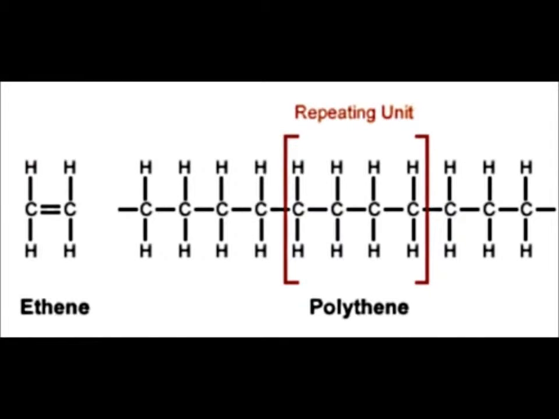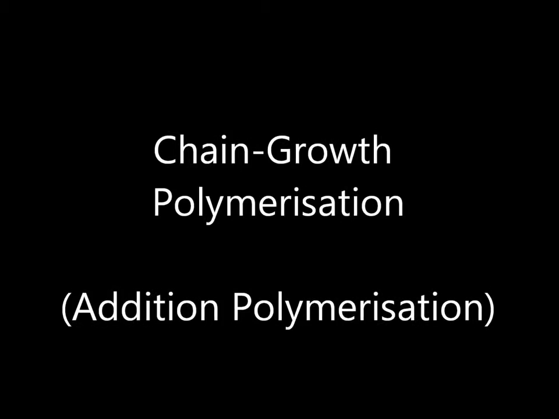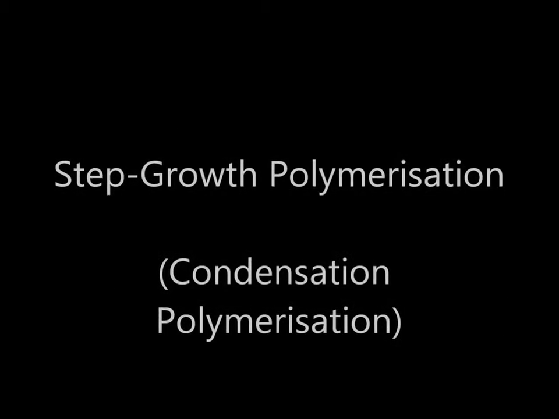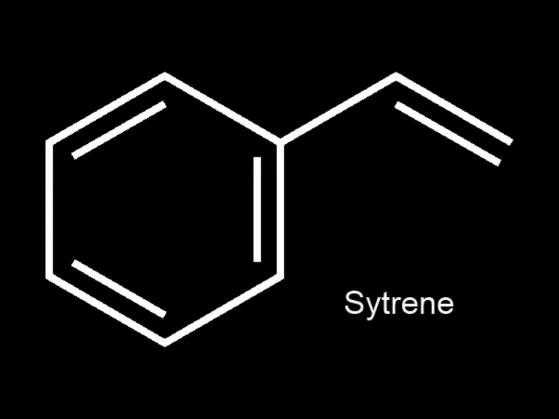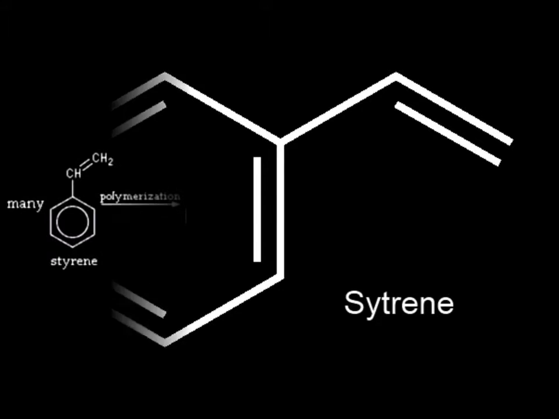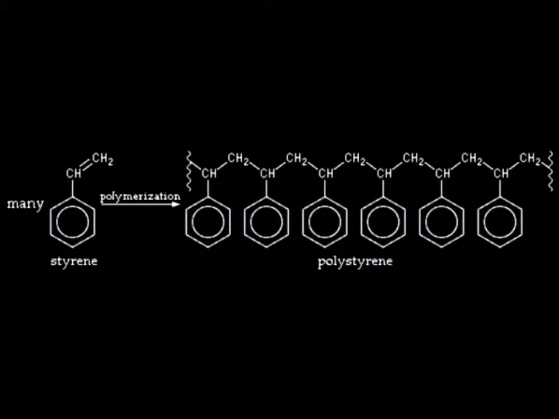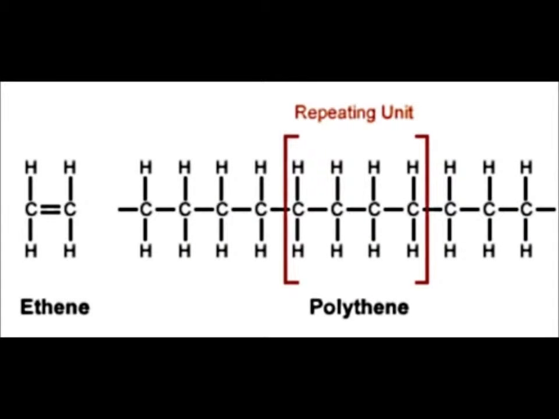Note the repeating unit. The ways in which we synthesize polymers is either by chain growth polymerization or step growth polymerization. In chain growth polymerization, we add alkene monomers to the end of a growing chain, so our previous example with ethene was an example of a chain growth polymerization. Free radical, cationic and anionic are types of mechanisms for synthesis in chain growth polymerization.